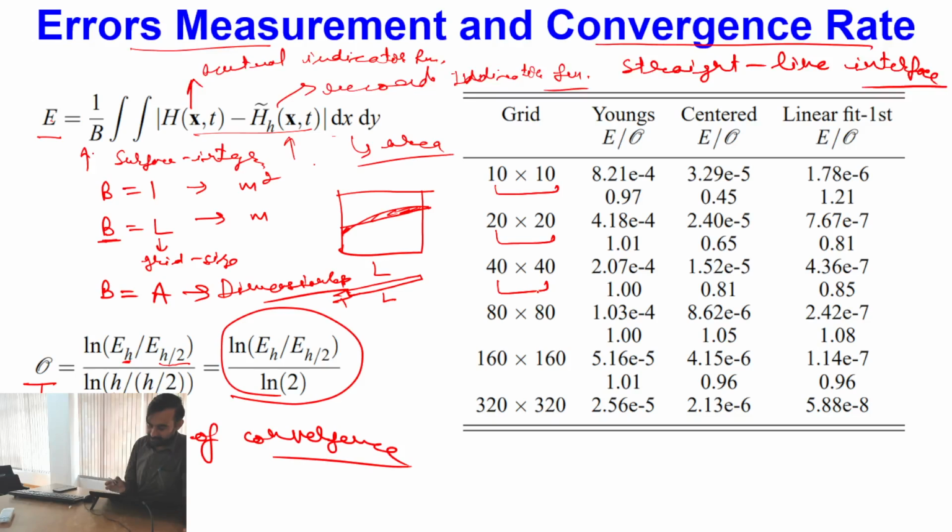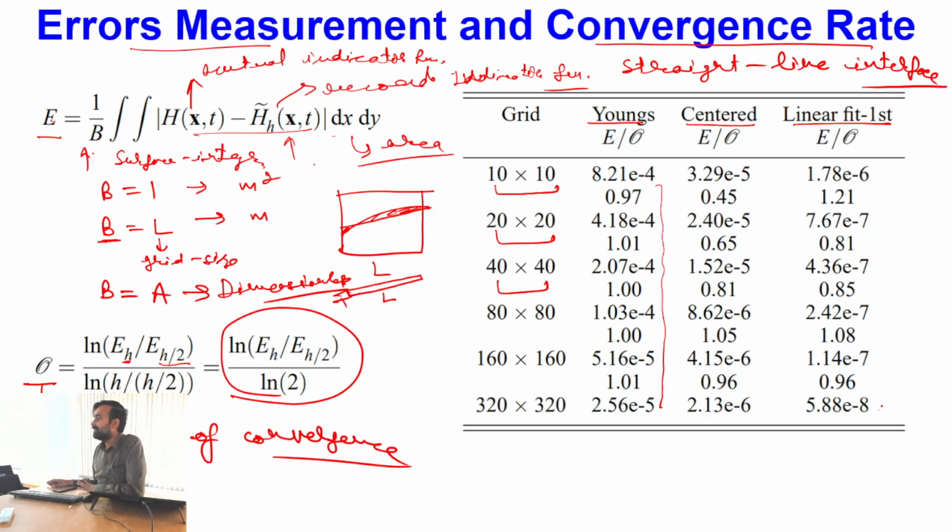So here you can see one interesting thing. This comparison is between Young's, centered and linear fit first method. If you use Young's approach, the magnitude of error in all the columns is in the range of 10 to power minus 4 to 10 to power minus 5. For the centered column scheme, it is 10 to power minus 5 to minus 6. And for the linear first fit approach, it is from 10 to power minus 6 to minus 8. So in terms of accuracy, Young's scheme has the least accuracy, which I have already told you.